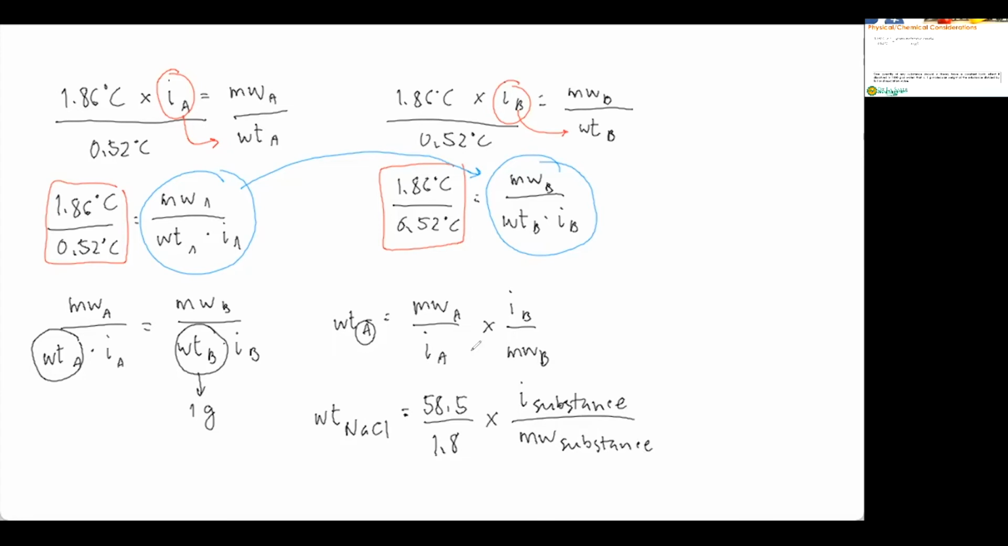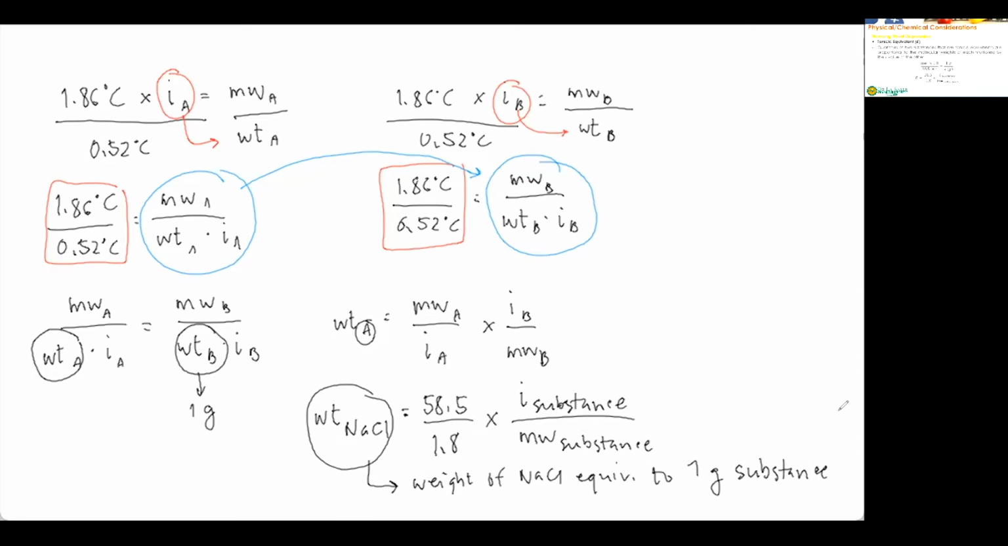Now, this is actually the weight of sodium chloride that has an equivalent tonic effect as 1 gram of another substance. That's why we call this the sodium chloride equivalent or the tonic equivalent.